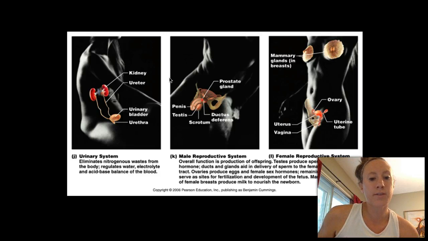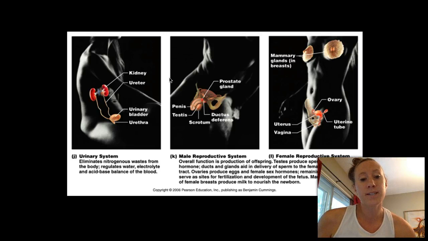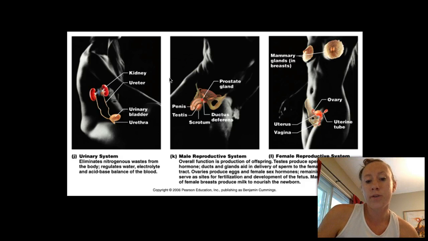And the last three, we've got urinary. This eliminates nitrogenous waste from the body, regulates water, electrolyte, and acid-base balance of the blood. Remember, we've got to maintain that homeostasis. And then male and female reproductive system, the main purpose is to produce offspring. The testes in the male produce sperm and male sex hormones. And then in the female, the ovaries produce the eggs and the female sex hormones. Everything else serves as sites for fertilization and the development of the fetus.